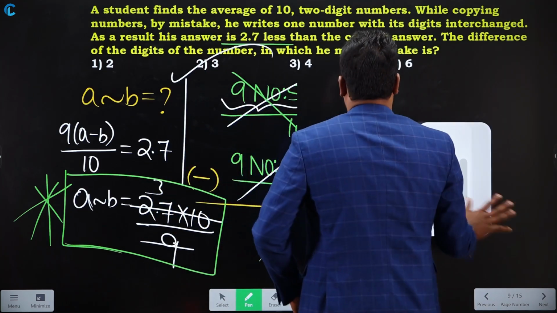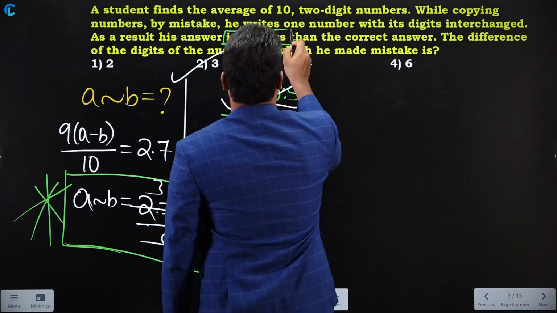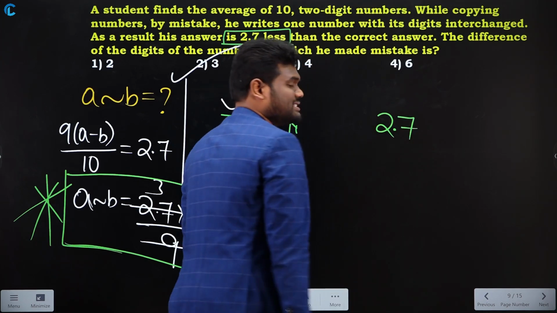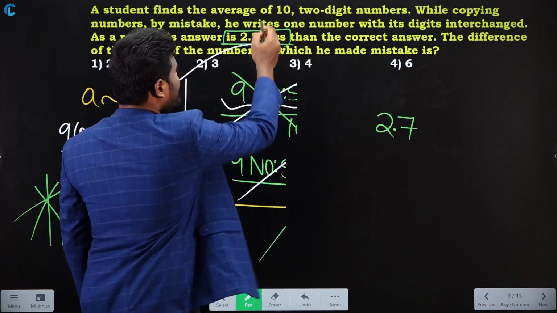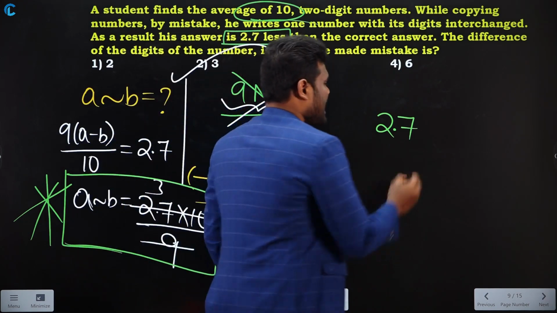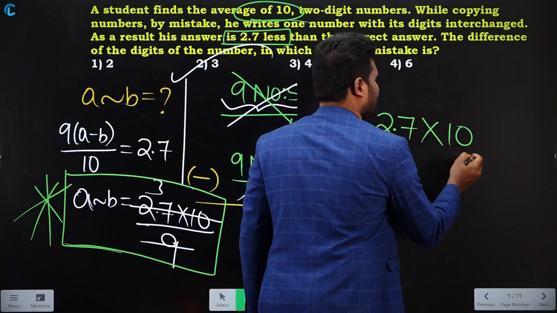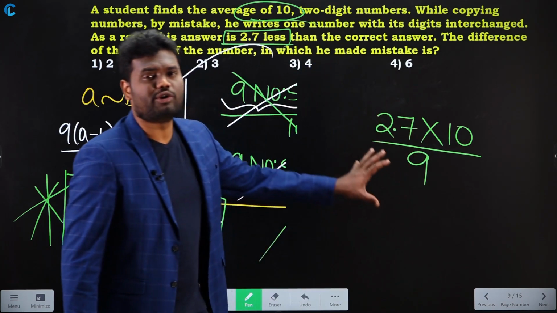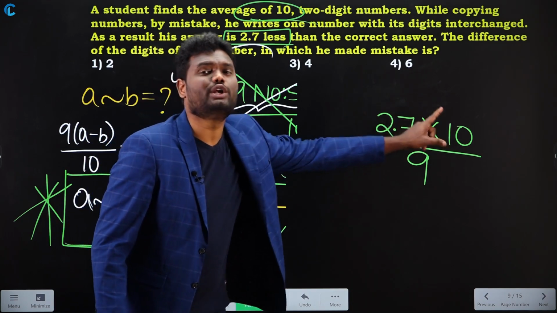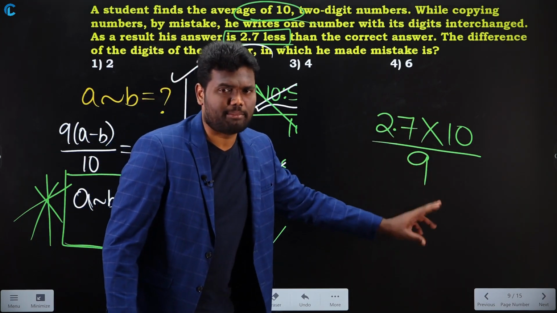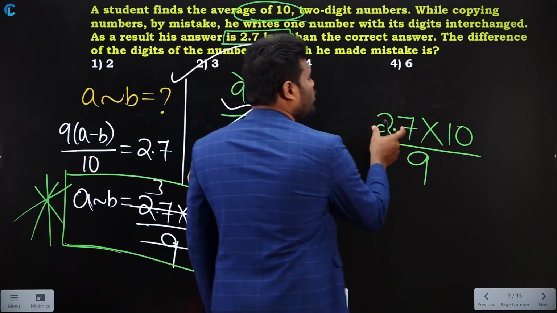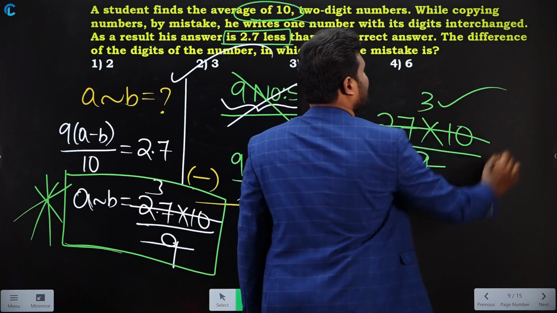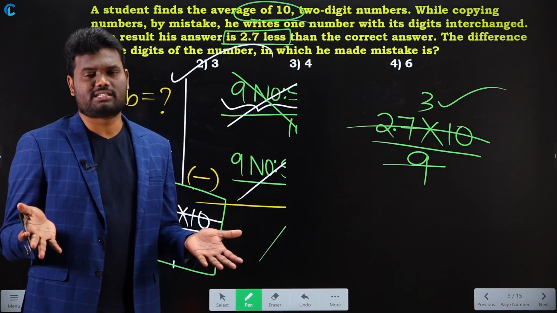Observe here carefully. What is the difference you got here? The difference is 2.7, so write that 2.7. Here you have how many numbers? 10 numbers. As you have 10 numbers, it is going to be into 10, divided by 9. As they are 2-digit numbers, you need to take 9. Now 2.7 into 10 is nothing but 27. 27 divided by 9, how many times? 3 times. So the difference in the digits is nothing but 3.